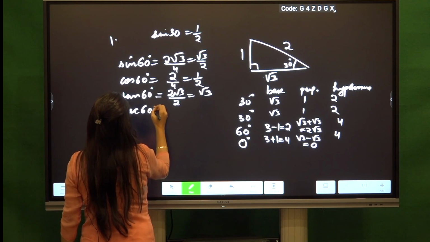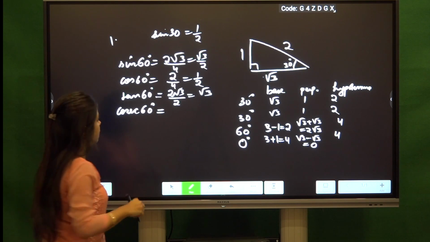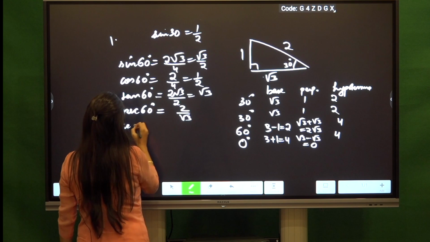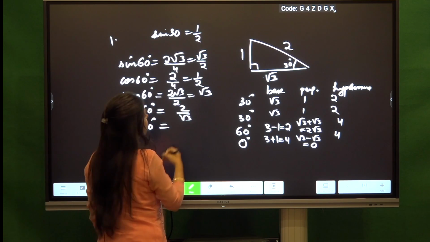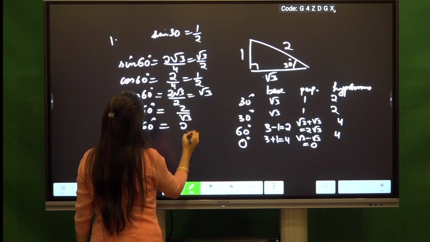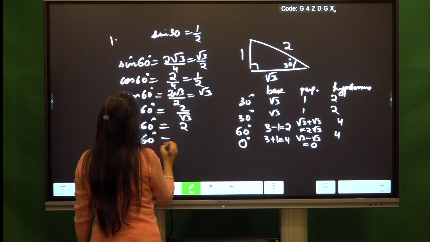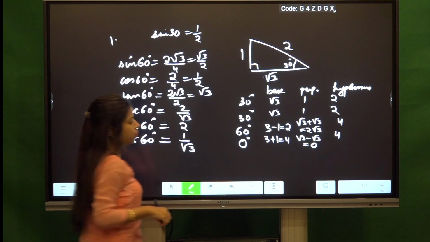Cosecant 60 degree is the reciprocal of sine 60. So this is 2 by root 3. Secant 60 degree is the reciprocal of cos 60. So this is 2, and cot 60 degree is the reciprocal of tan 60. So this is 1 by root 3.